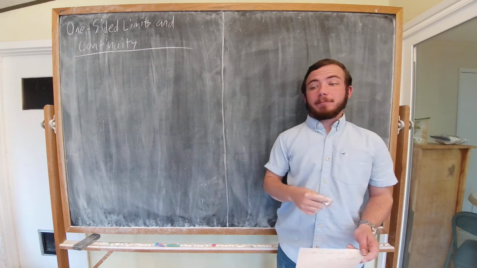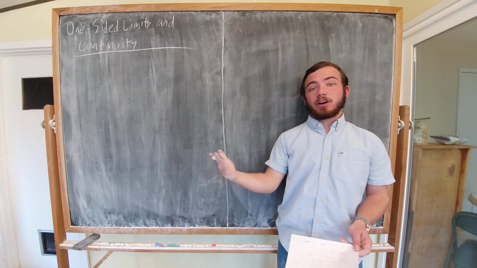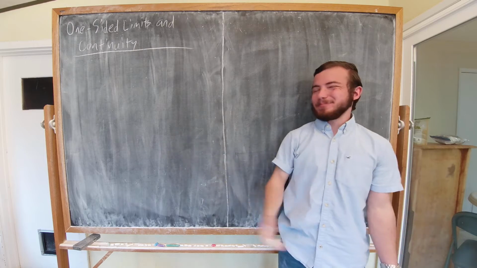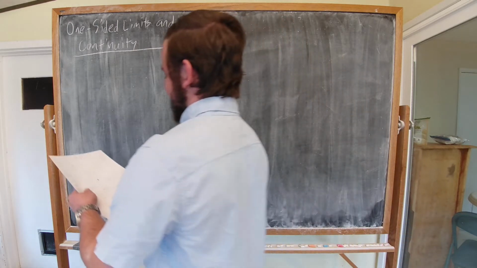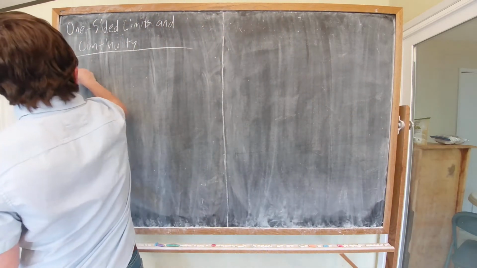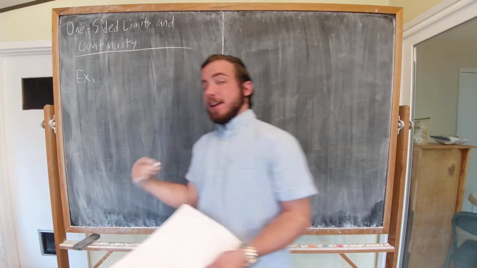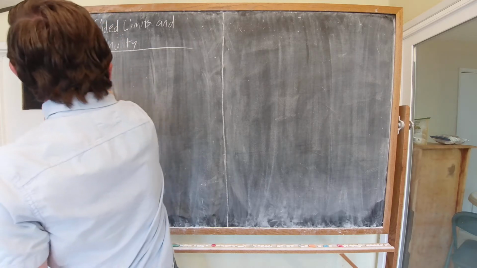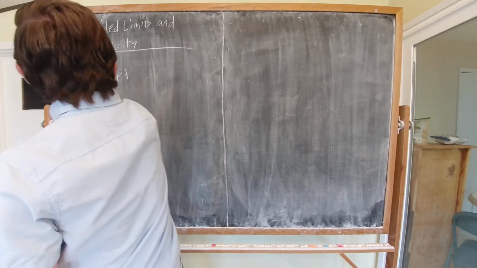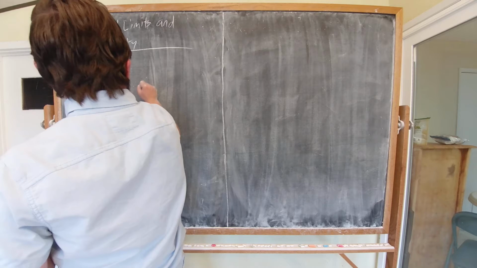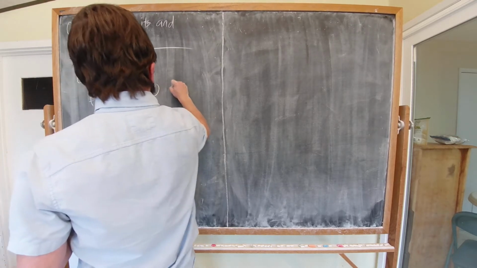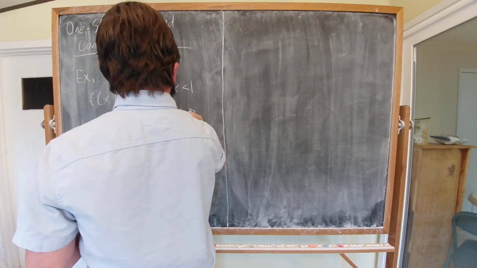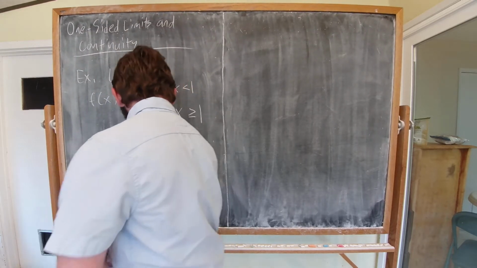Here we're going to be talking about one-sided limits and continuity. You might ask yourself, what's a one-sided limit? Well, it's a limit, but from one side. Let's make that kind of concrete with a good example. Kind of our workhorse limit, honestly. Let's let f of x equal 0 for x less than 1 and 1 for x greater than or equal to 1.